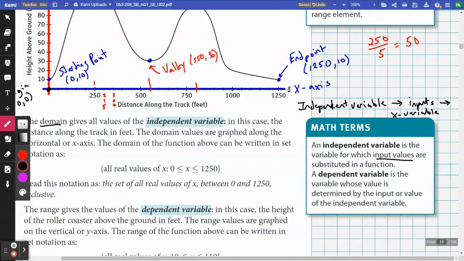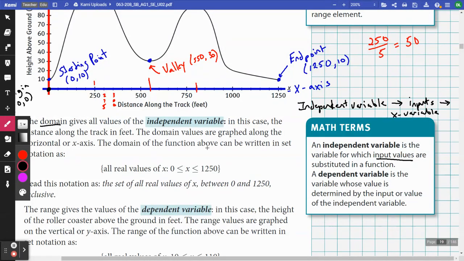I have something similar up here in my classroom that's listed out. It shows that your domain is your list of inputs, and input is your x variable. So if it says here that your domain gives all the values of your independent variable, and your domain is your inputs, and your inputs are your x variable, then your independent variable is your x variable.